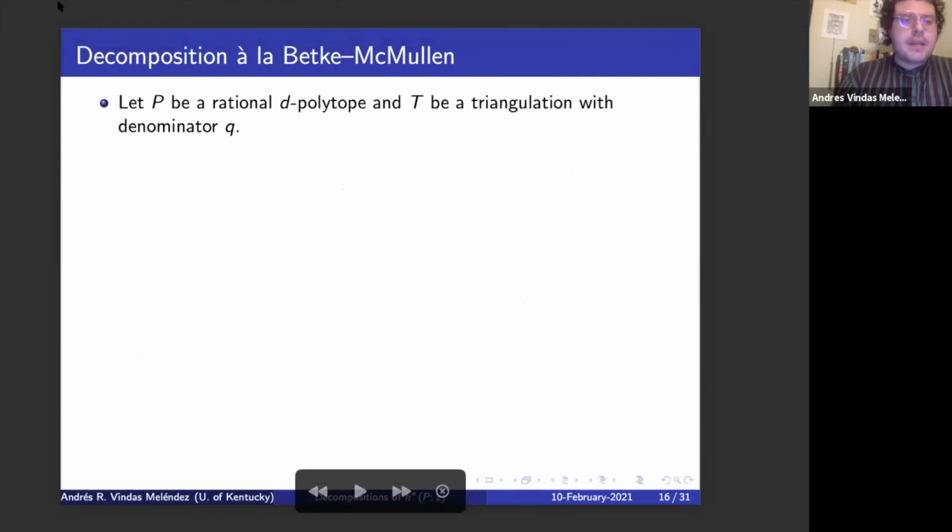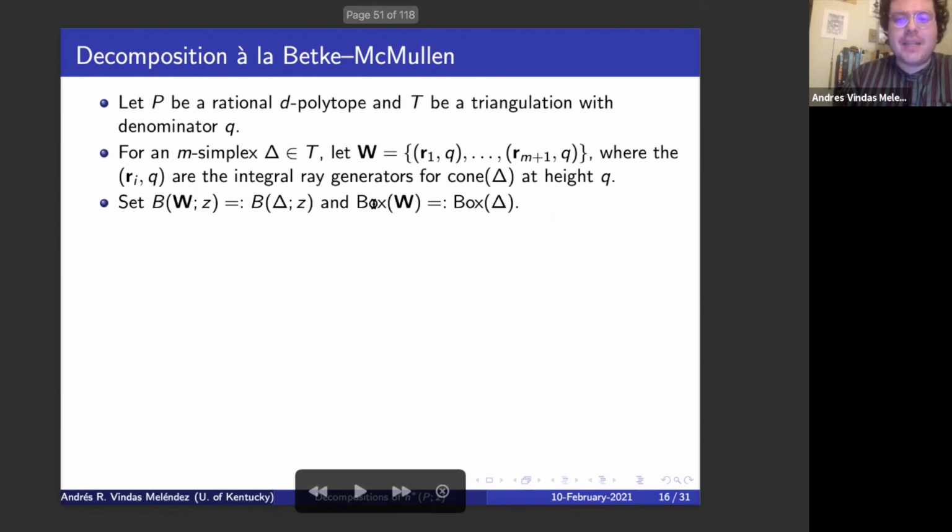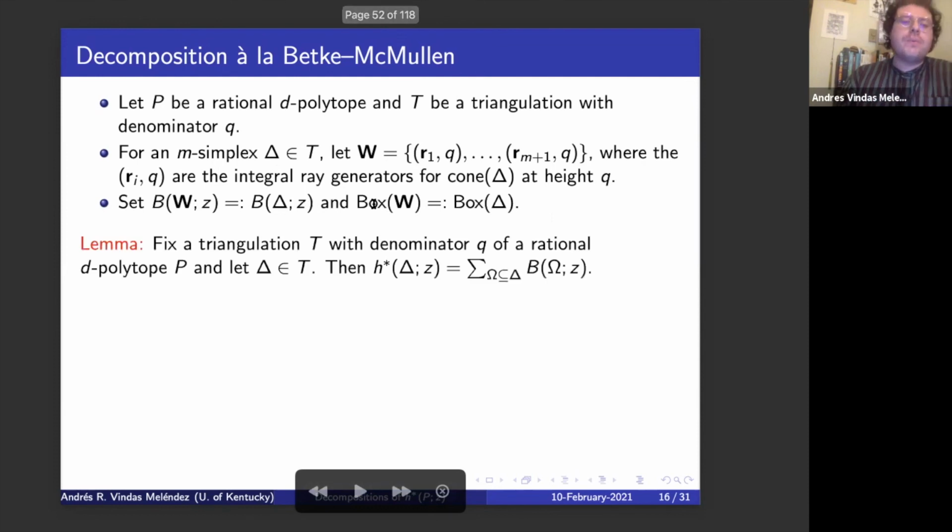Now let's do the decomposition according to Betke and McMullen, or our rational generalization. We have a rational polytope P, and we're going to triangulate it. We have a triangulation T with denominator Q. For a simplex in the triangulation, I'm going to let W be the integral ray generators at height Q, where Q is again the denominator. This is just some notation: instead of writing B of every W, I'm just going to write B, or the box of the simplex. So we need a little lemma.